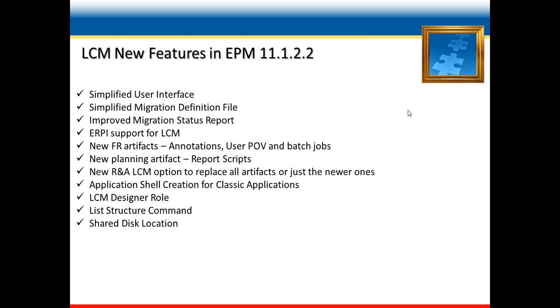So new artifacts are possible to be migrated for FR, that is Financial Reporting. Those are annotations, user POV, and batch jobs. For planning, it adds report scripts. For reporting analysis, we can replace all artifacts or just the new ones.